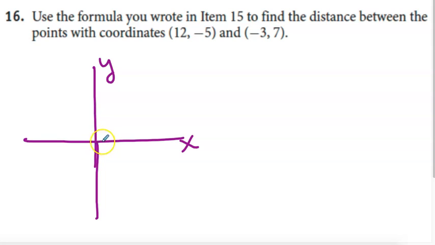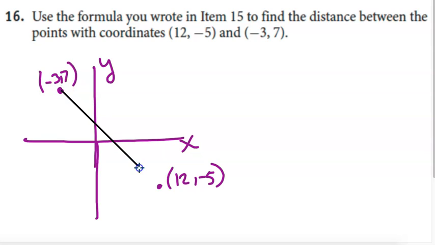So 12, negative 5 would be somewhere to the right 12 and then down 5. Negative 3, 7 would be somewhere to the left 3 and then up 7. It doesn't have to be perfect, just a rough sketch. After you plot your 2 points, you would draw a line connecting them. So I'm going to draw a line. And then you would create a right triangle out of your graph. The best right triangle I can draw right now. All right, so here is my right triangle.